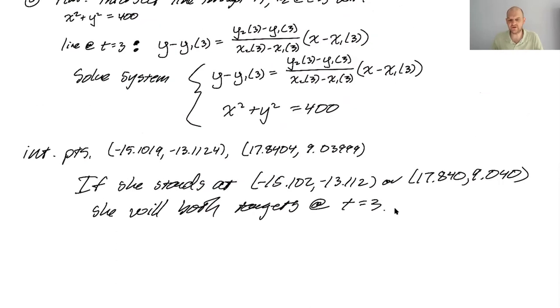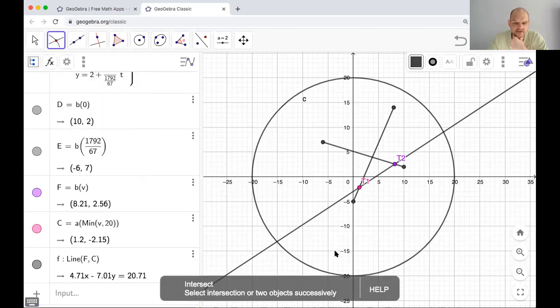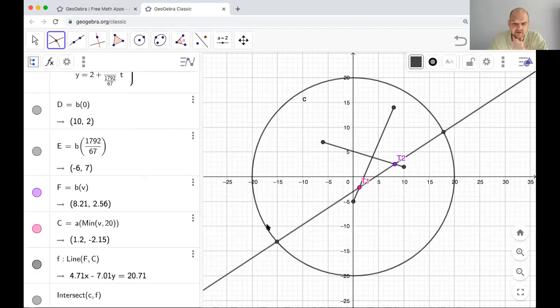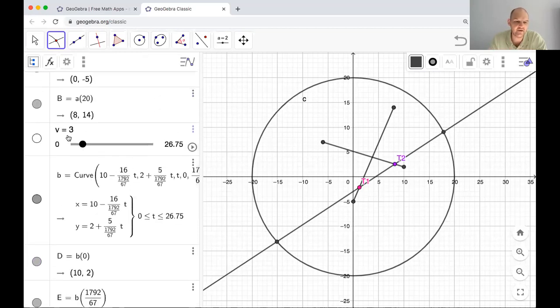I'm going to go to GeoGebra, because I think GeoGebra can do this for us without a problem. Right now, let's find the intersection points. So intersect this with this. And you can see it gives us those. And this is happening at t equals 3, right? The time is 3 up here. So I think that's confirmation. If we stand at this point, we go through those 2 points. If we stand at this point, we go through those 2 points. I think that's all the confirmation that we needed.